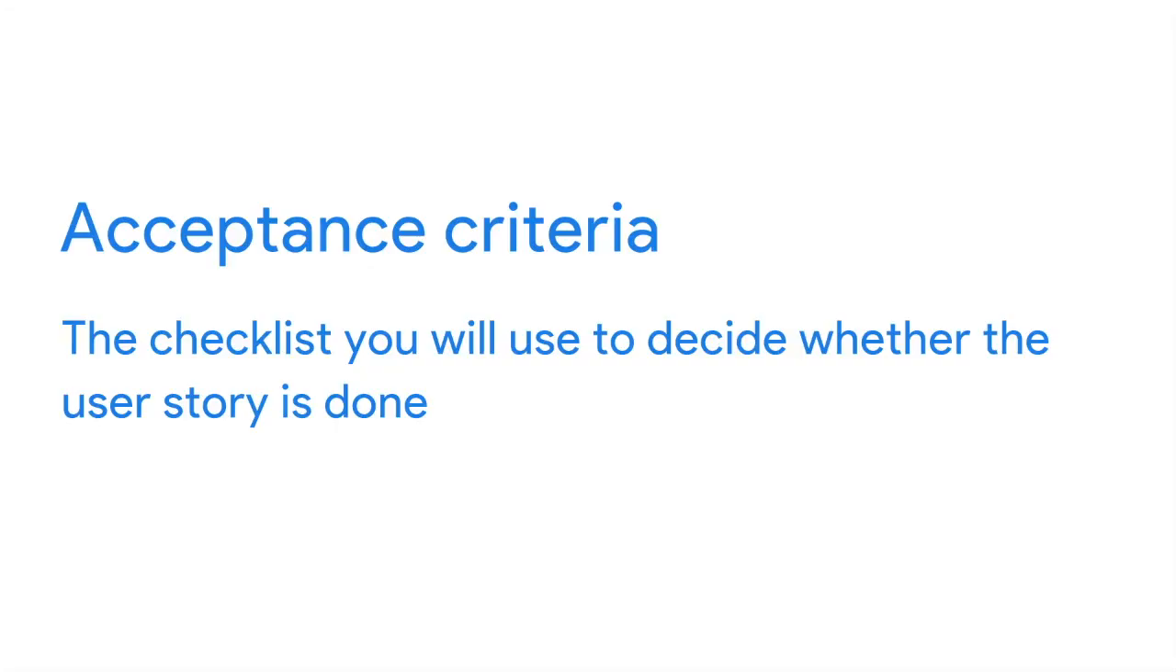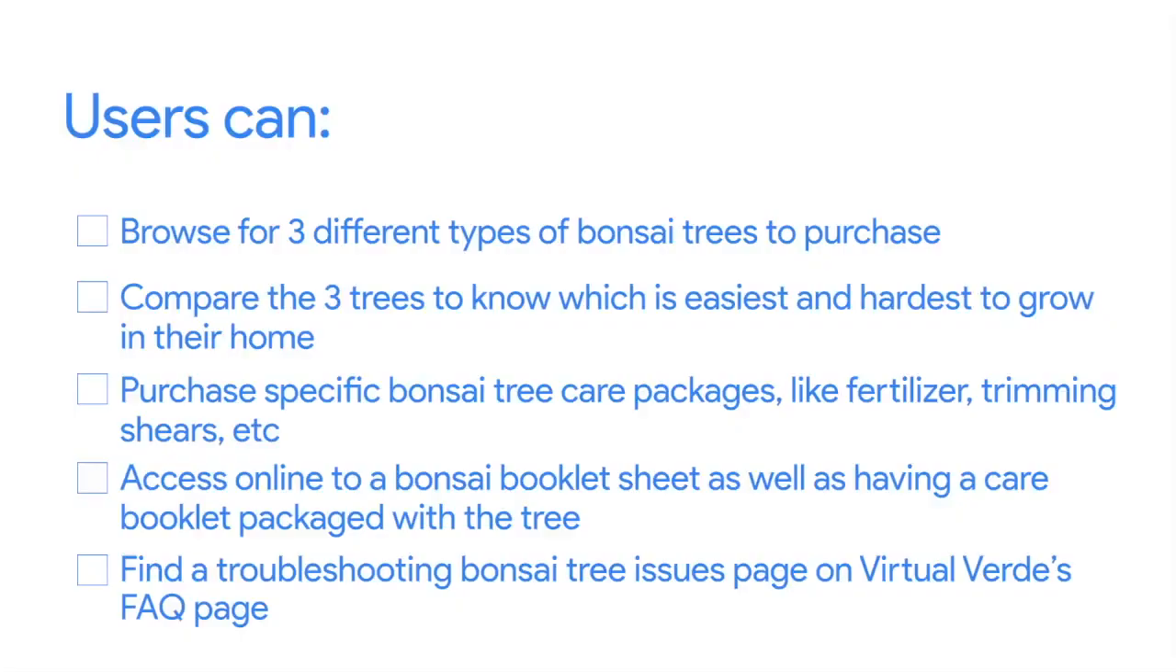With that sample user story, the product owner creates something called the acceptance criteria, which is essentially the checklist you will use to decide whether the user story is done. To have a completed user story, you must meet the acceptance criteria checklist. Here's an example of acceptance criteria for the bonsai tree user story. User can browse for 3 different types of bonsai trees to purchase. Compare the 3 trees to know which is easiest and hardest to grow in their home. Maybe each plant has a beginner, intermediate, and advanced gardener notation next to it.